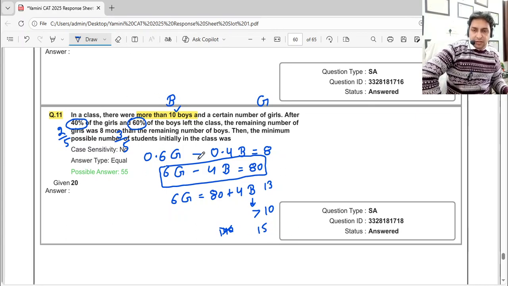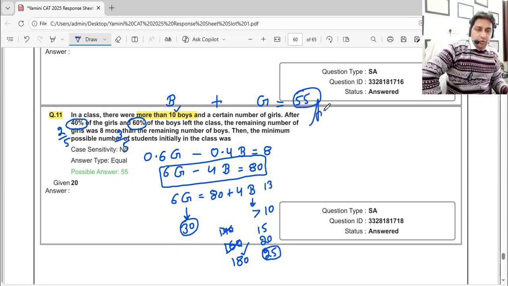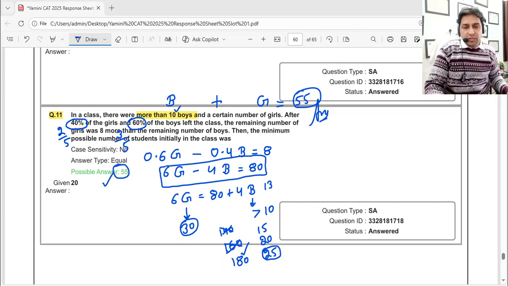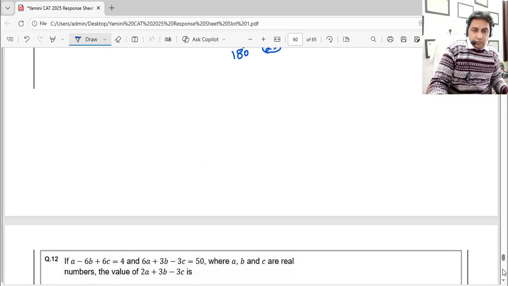So let's try with 20. If I take B as 20, 20 into 4 is 80, 80 plus 80 is 160. Again 160 is not a multiple of 6. If we take 25, 25 into 4 is 100, 100 plus 80 is 180. That makes exactly sense. So if we have B as 25, total becomes 180, G has to be 30, 30 into 6 is 180. So B plus G will be 30 plus 25, 55. Now that should be the answer. So again, it was doable. The arithmetic in slot 1 I believe was quite easy to do.